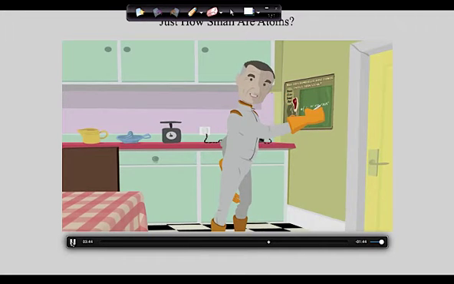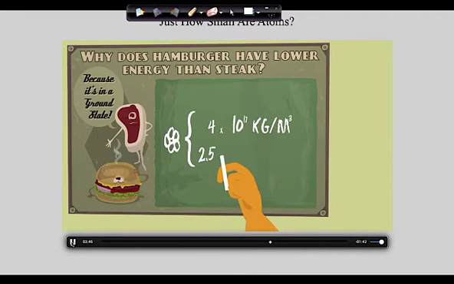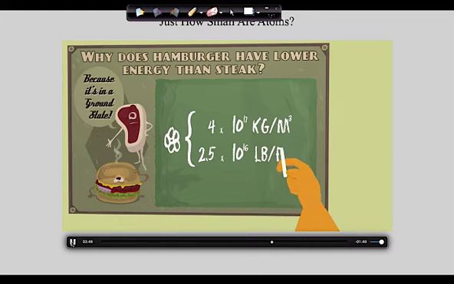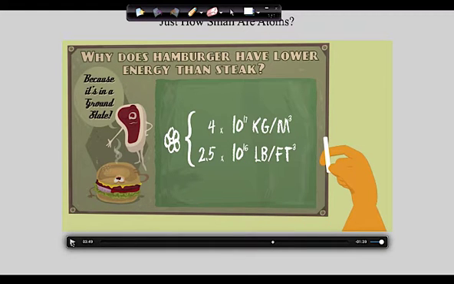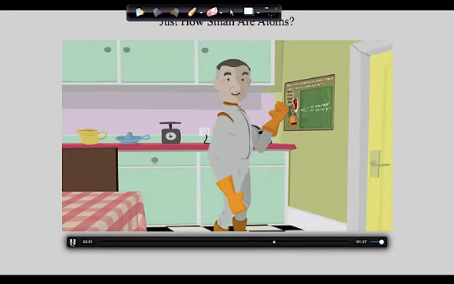Okay, I'll put it in English units. 2.5 times 10 to the 16th pounds per cubic foot. So guys, this is a cubic foot. So if this cubic foot had the density of the nuclei of atoms, it would weigh 2.5 times 10 to the 16th pounds. Got it? Still don't got it. Watch this. Okay, that's still kind of hard to figure.